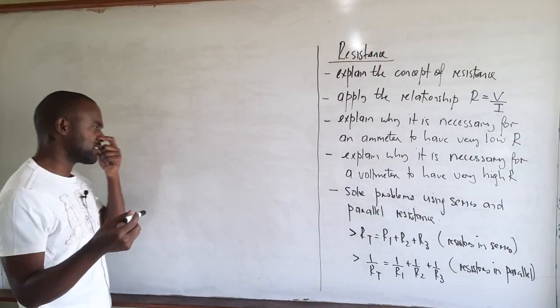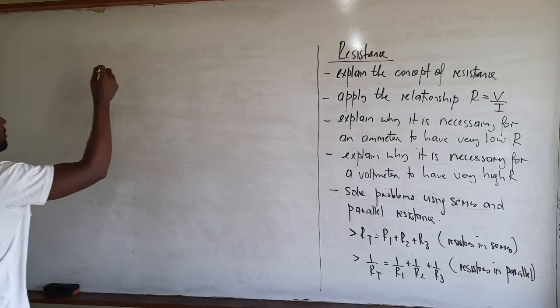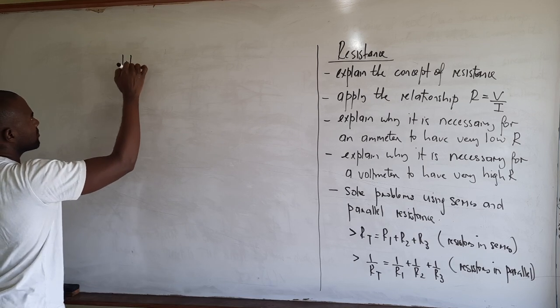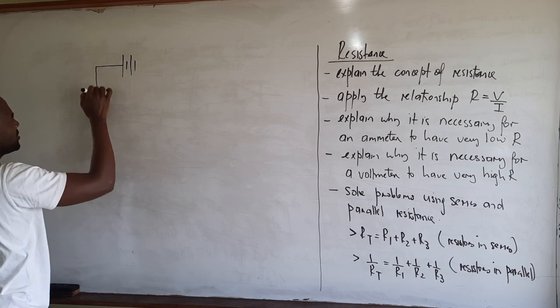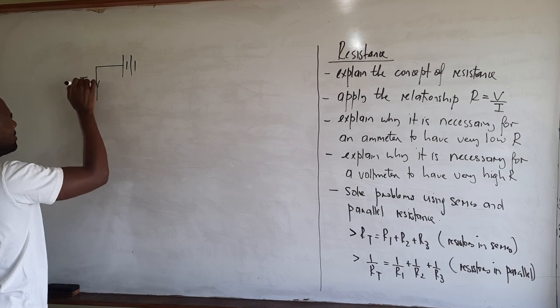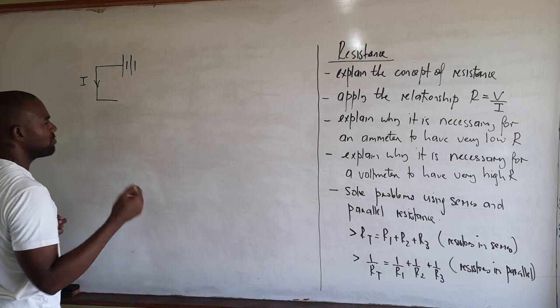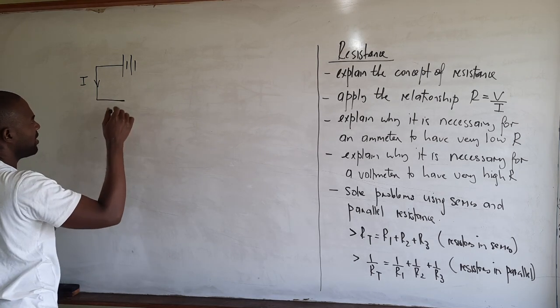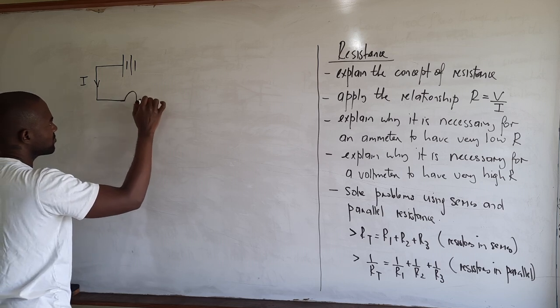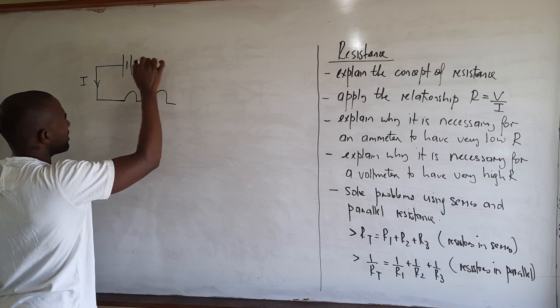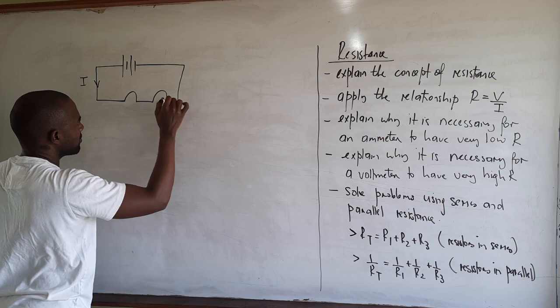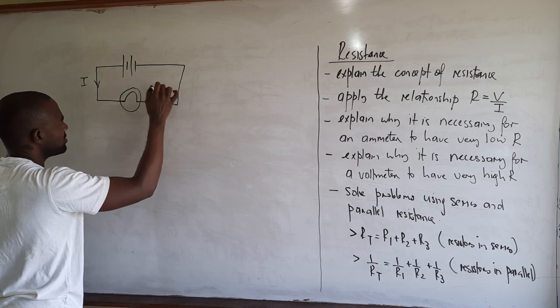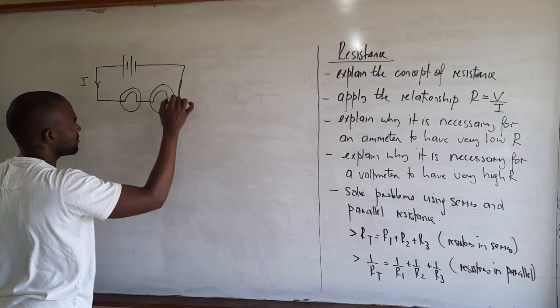Now, let's draw a simple circuit on the board. We have a battery, and let's say that battery is driving a current I through some lamps. Let's put two lamps connected in series. We'd have met series circuits before, so we're going to draw 2 lamps connected in series.